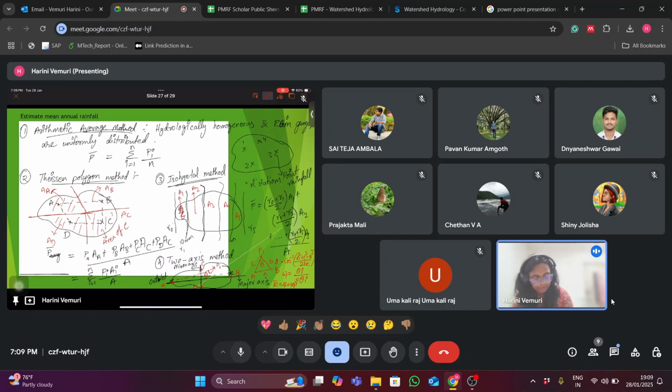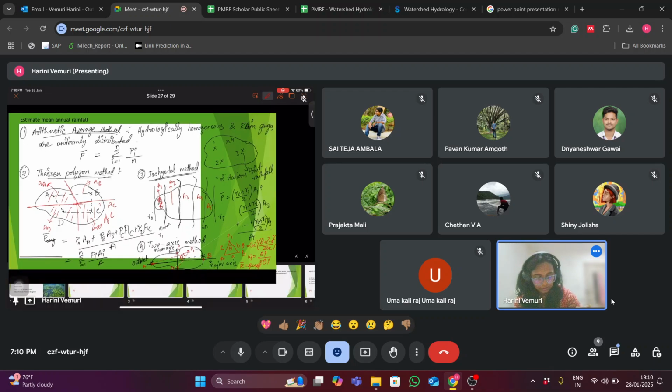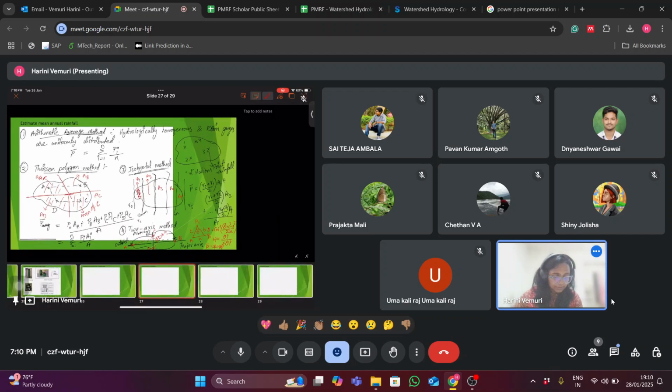Is this clear? I know it's a little congested. Is this two axis method clear for everyone? I hope it is clear. So basically in this two axis method, what we are trying to do is we will assign more weights to the stations that are closer to the station where we are trying to estimate. And also we will assign more weightage to the central point of stations.